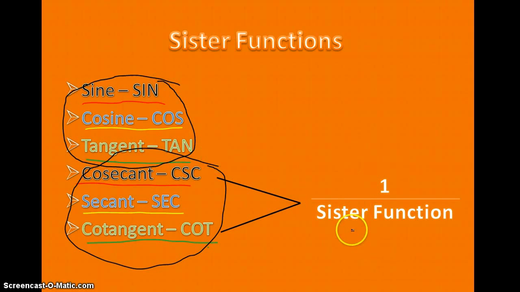So over here we have 1 divided by the sister function gives you the bottom 3 trig functions. So for sine, to find cosecant, we want 1 divided by sine. And to do these, you must simply put them in your calculator to calculate them out, unless it comes out to be a nice even number. So let's go ahead and try some of these.